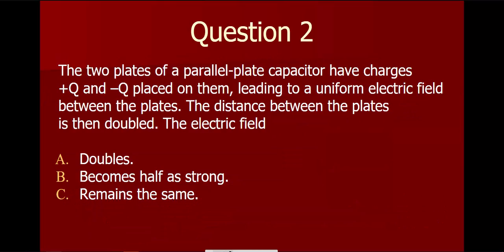That's a good one. Two plates of a parallel plate capacitor have these charges, equal and opposite, placed on them, leading to a uniform electric field between the plates. The distance between the plates is then doubled. The electric field, C.